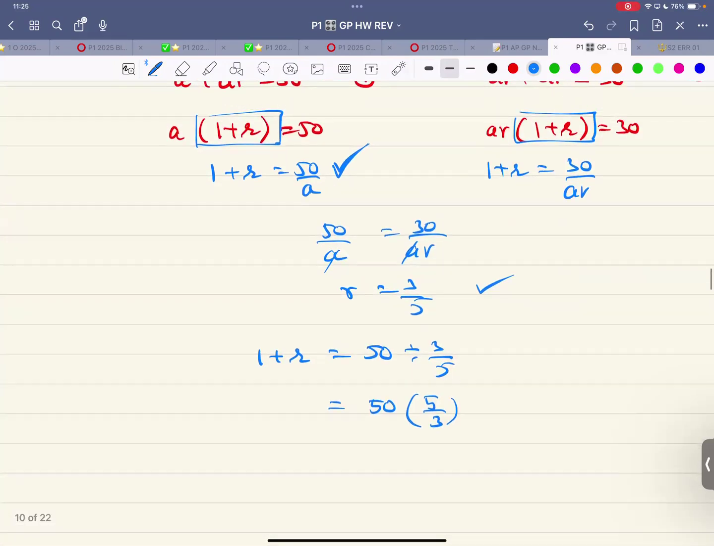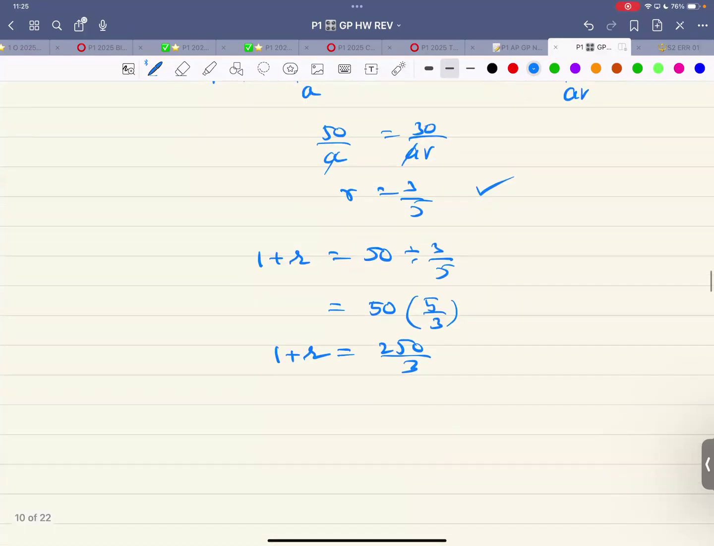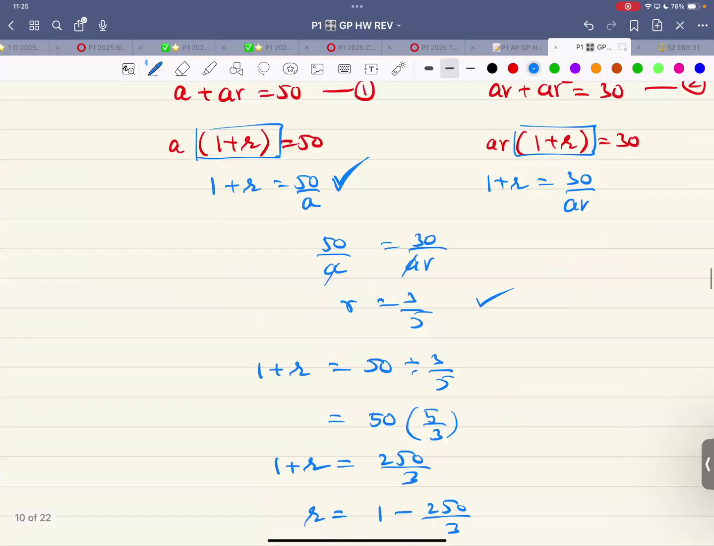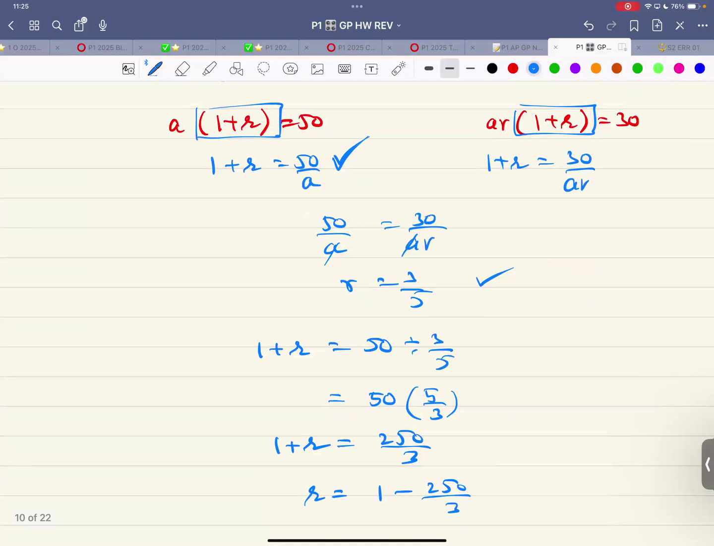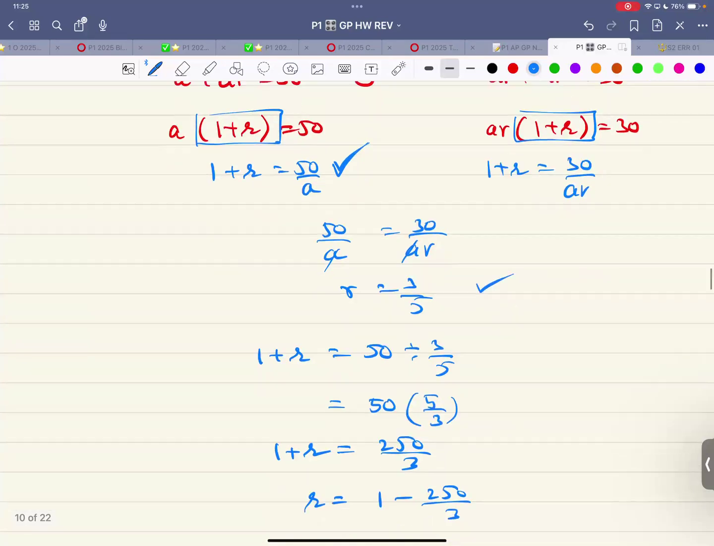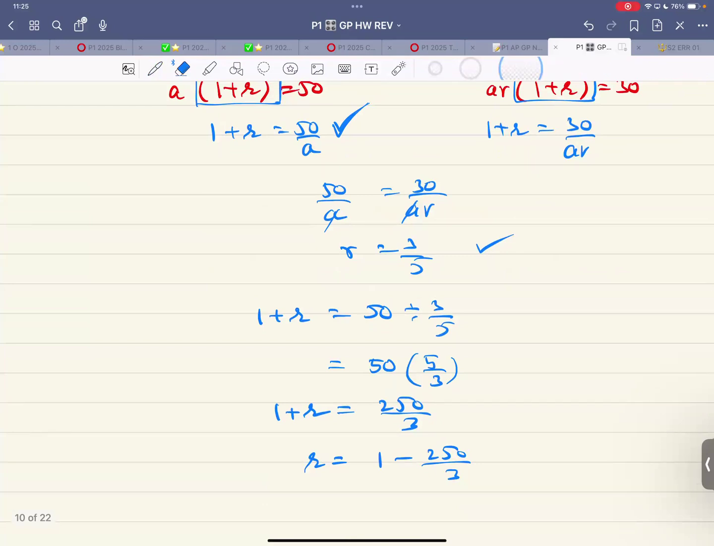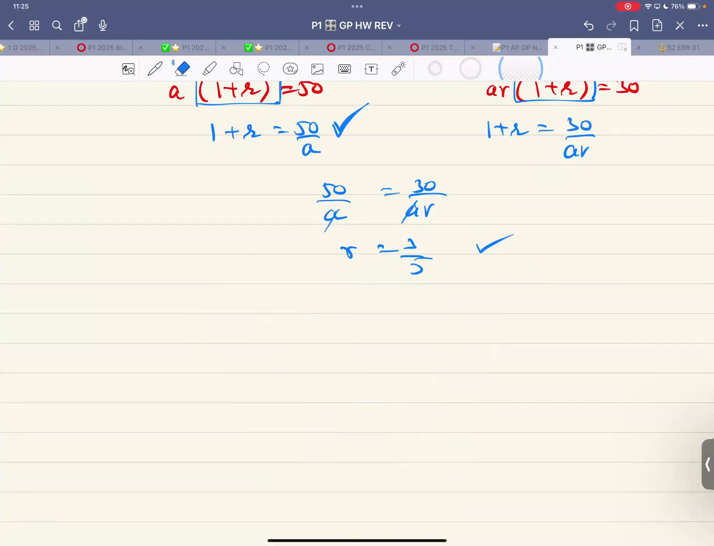Therefore, this is coming out to be 250 over 3. This is 1 plus R. Hence, you can find the value of R, which is 1 minus 250 over 3. I just want to double check one thing. This is 3/5. That is good. 1 plus R is 50 over A. My bad, I mixed up the value of A and this thing.